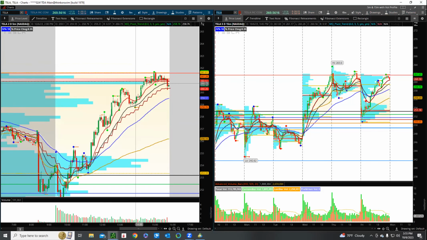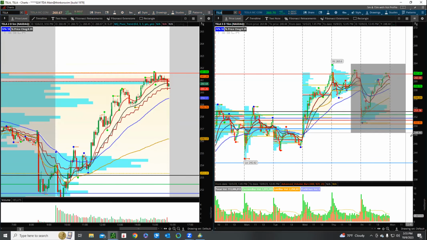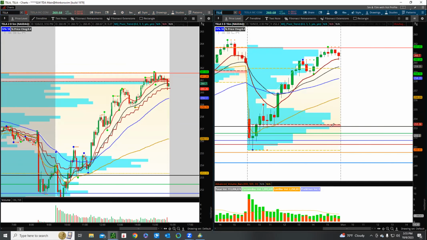And sure enough, the point of control moved up, because at the time, this node right here was the point of control. I remember making the comment about how extended we were, how far away from VWAP we were, and also how far away from the point of control, and the point of control had not moved up, and it did. Now that's on the 5-minute. On the 15-minute, the point of control is still down here.